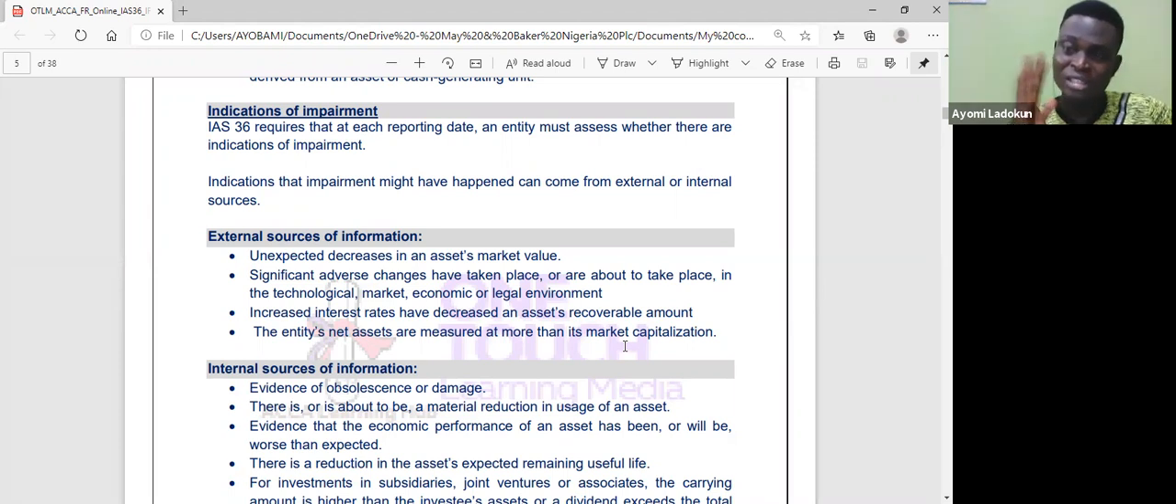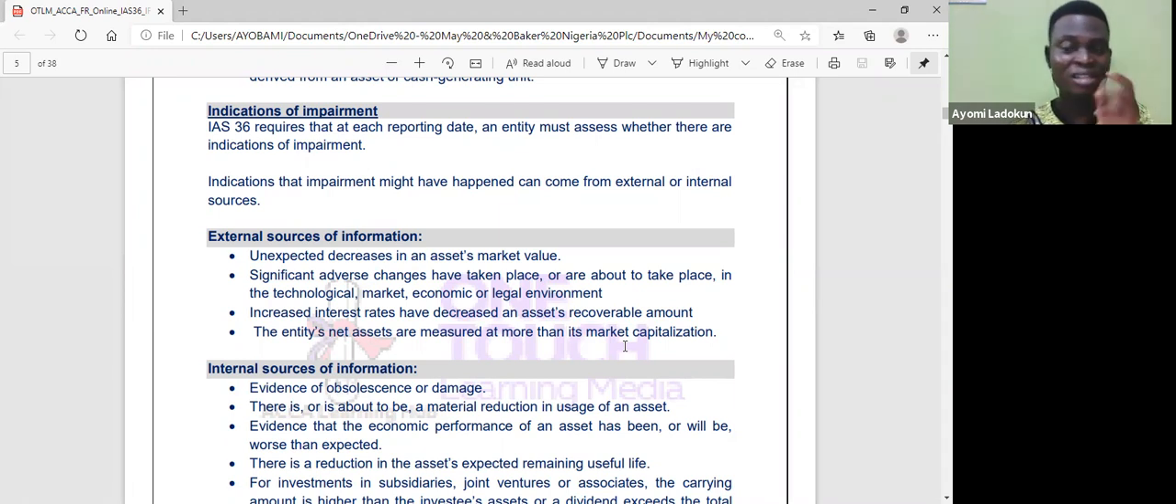So if I don't have these indications, I don't need to carry out impairment tests. However, there are 5 classes of assets that must undergo impairment tests, whether or not there are indications of impairment. All right, 5 of them. You must undergo impairment test. Number 1, goodwill acquired in business combination. Number 2, intangible assets with indefinite useful life.